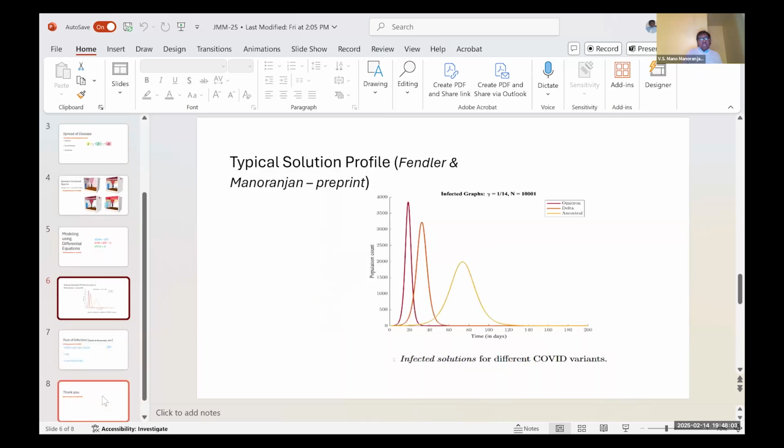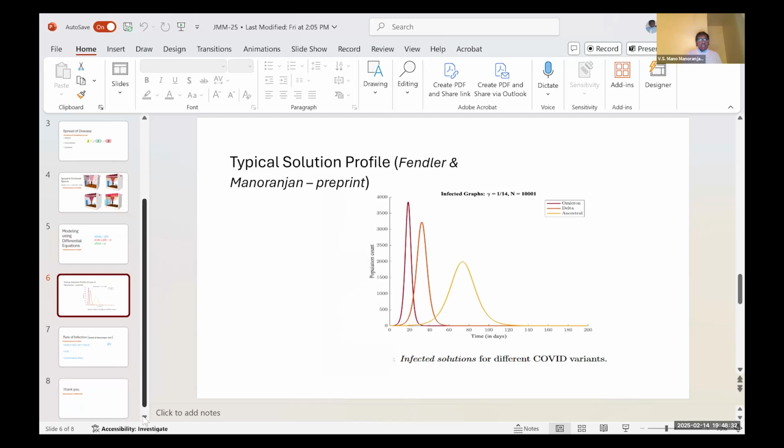So let me go. Okay, so this is a typical solution you get, if you're going to find the number of infected in terms of the time, number of days, you get a graph like a pulse. And these graphs were created by one of my undergraduate students for different types of variants of the COVID virus. Now, if I go to the next slide.